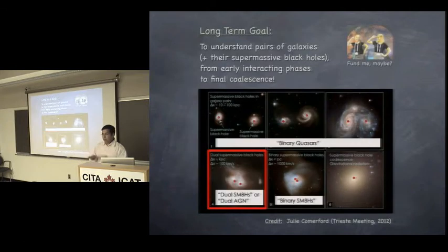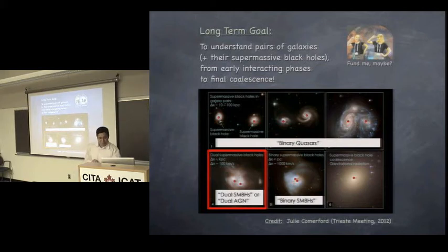Okay? So just to give you an overall view of what I want to do in the next few years, if I get enough funding, we basically study this system. We want to study galaxy pairs from when they are first meeting for the first time, as they interact until they merge. And not just the galaxies themselves, but the gas and the stars and the supermassive black holes. Okay, so if you are ever in a funding committee, think of me.